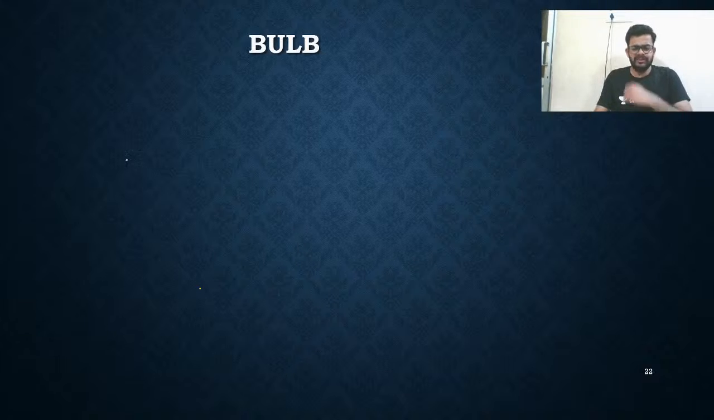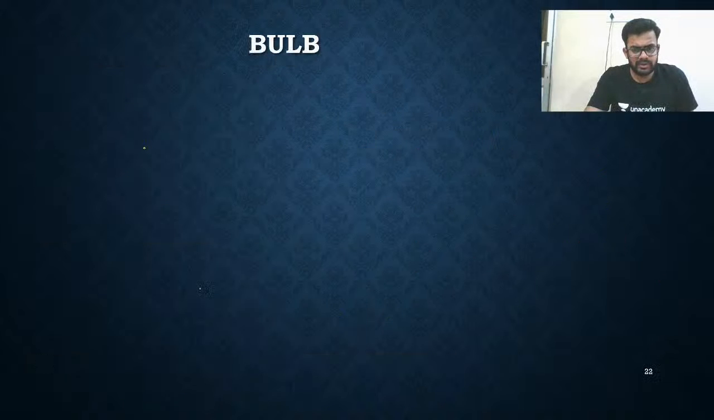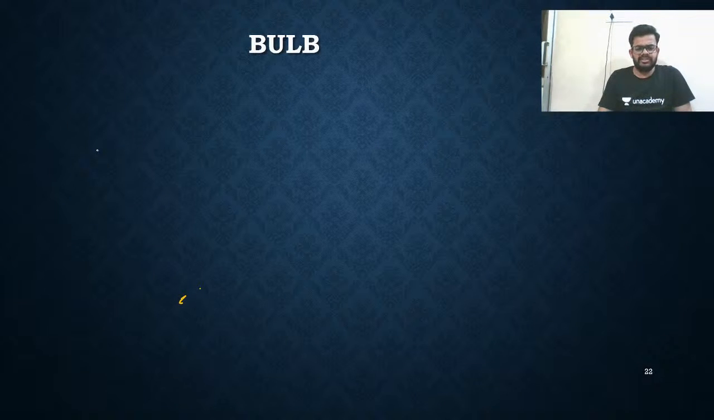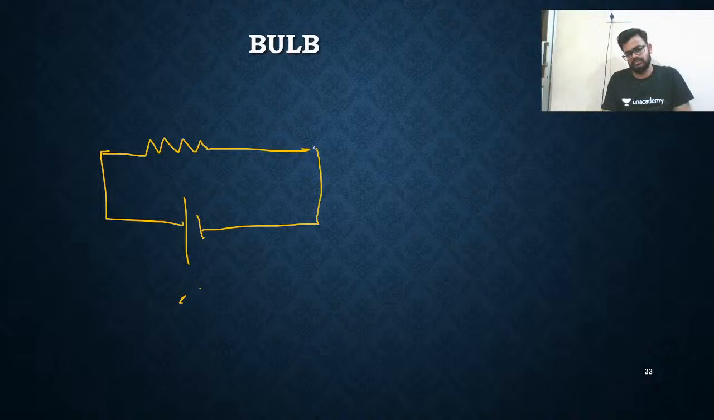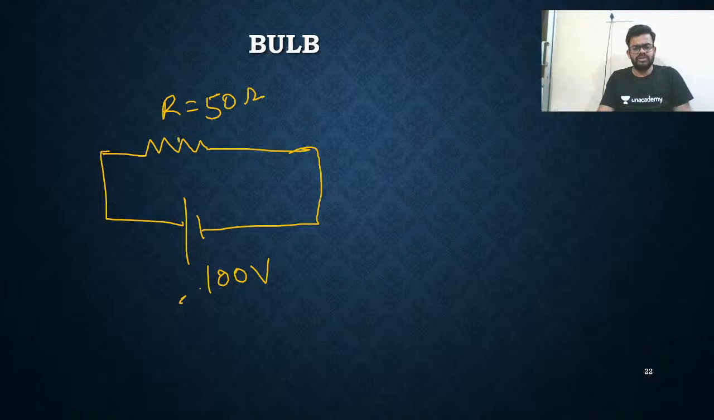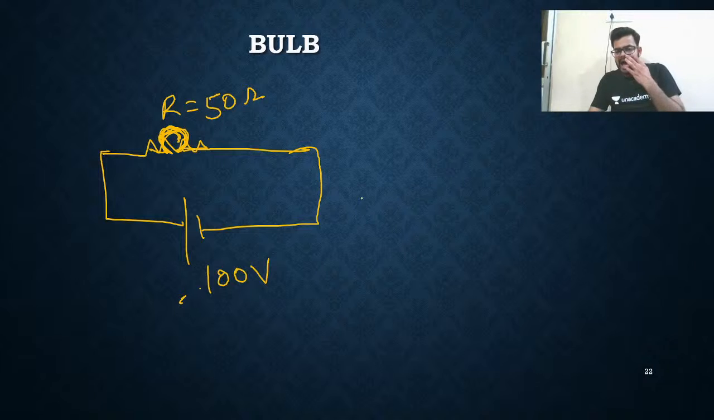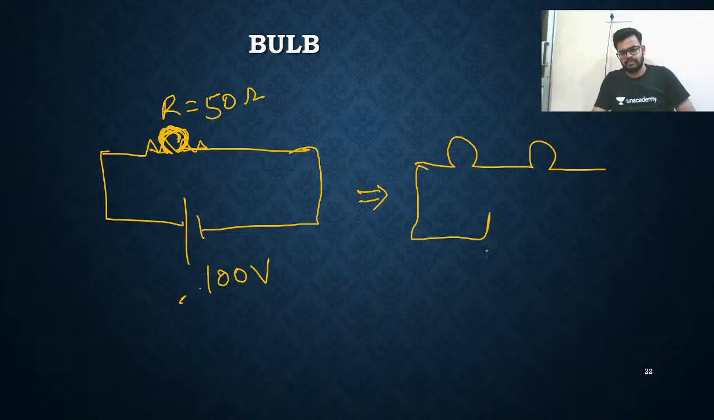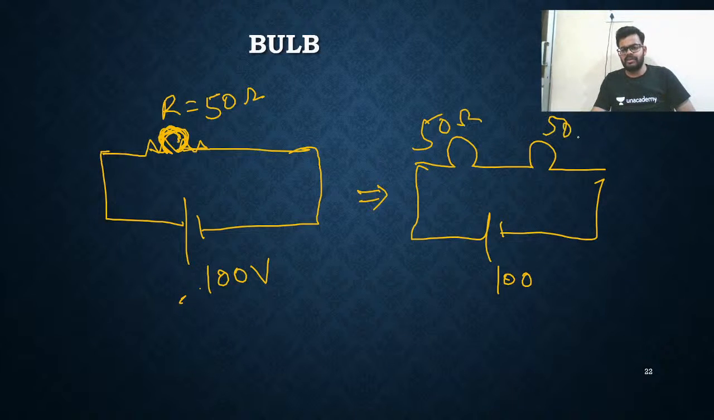Now, one more important thing. Listen, my dear friends. I am telling you one important thing. Let's say I am using a bulb here at 100 volt, and let's say R is equal to 50 ohm. So this is a bulb. Now, I am going to use two bulbs like this, same type of bulbs. This also has resistance 50 ohm. This also has resistance 50 ohm.